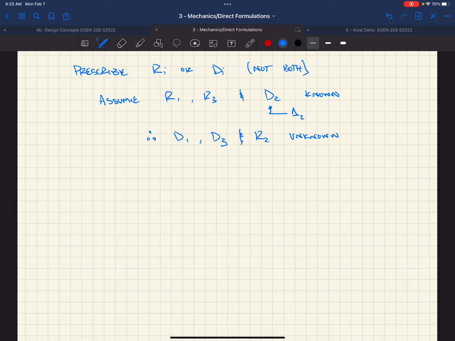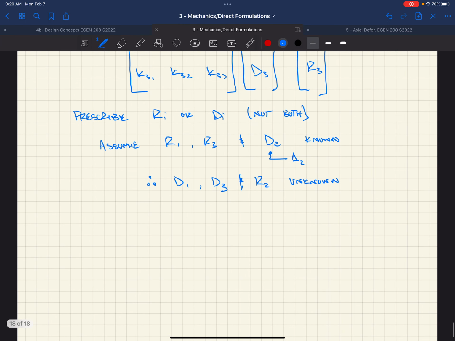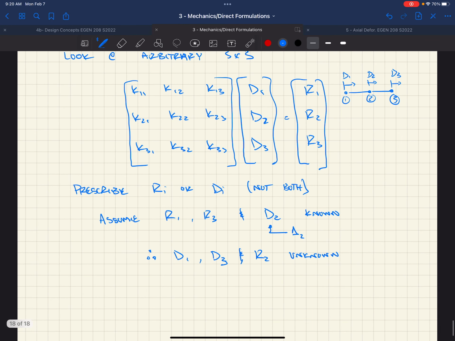So what do we do? Well, we can rearrange our stiffness matrices, essentially pulling out anything that is attached to D2, because D2 is known, and we're going to take all of our stiffness values associated with the displacement at 2 and pull them over to our forces, right? Because K12, K22, and K32 times D2 are essentially our forces at 1, 2, and 3.